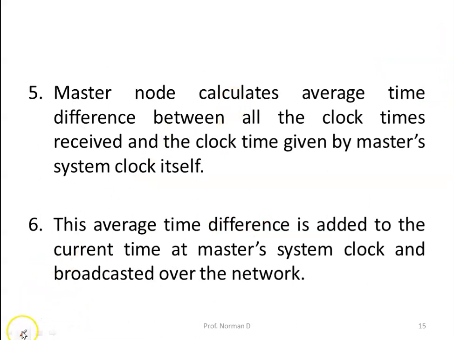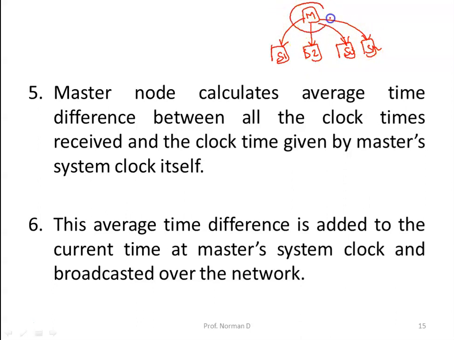Now we have seen this diagram. We have a master and a number of slaves. This is our master node, and these are the slave nodes. In the earlier step we have seen that the master will ping for the time from slave 1, ping for the time from slave 2, slave 3 and slave n. After pinging for the time, slave 1 will return the time to the master, slave 2 also will return the time to master, slave 3 also, and slave n also will return the time to the master.